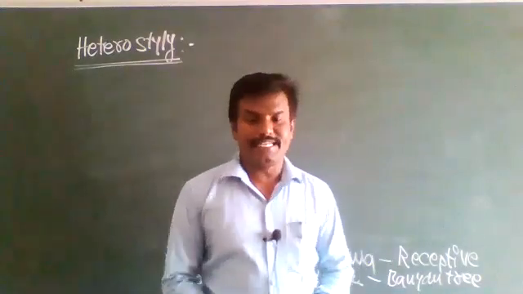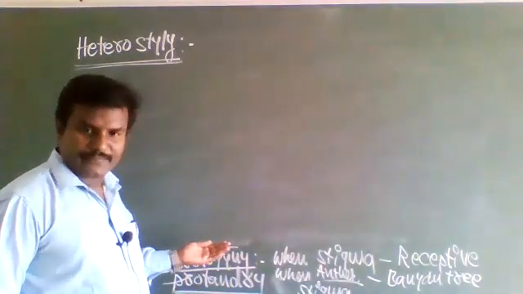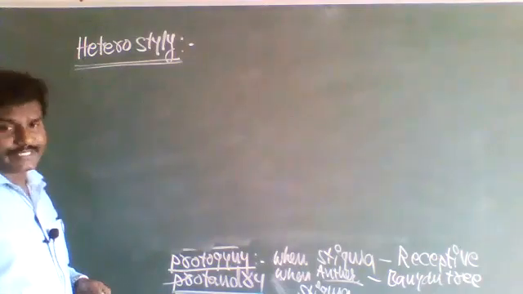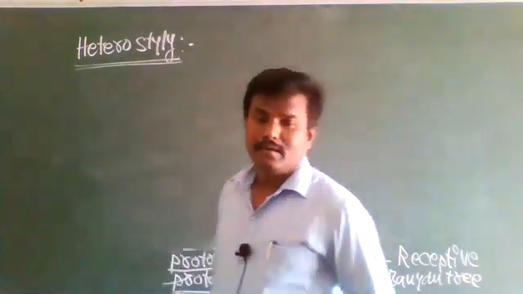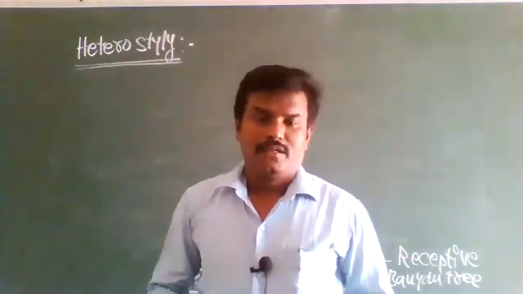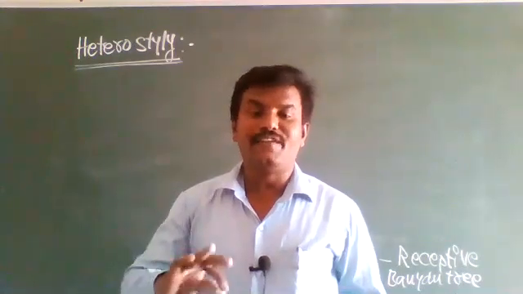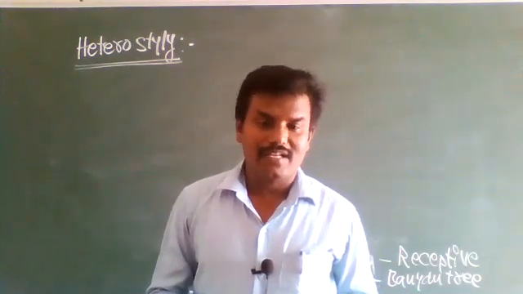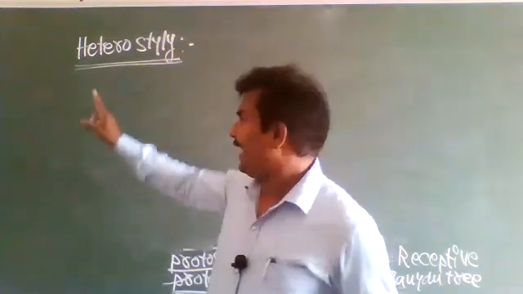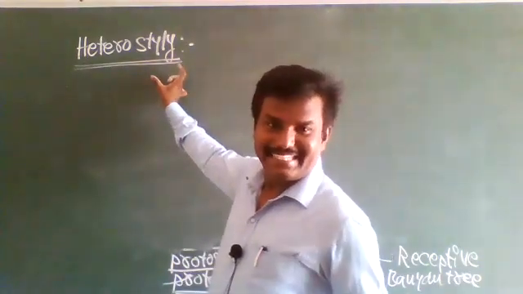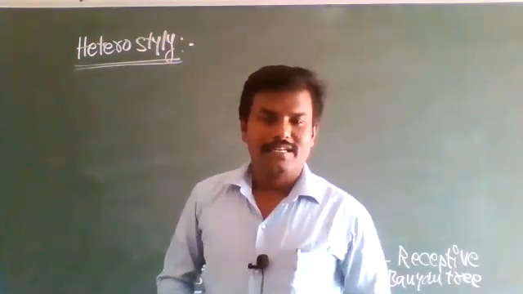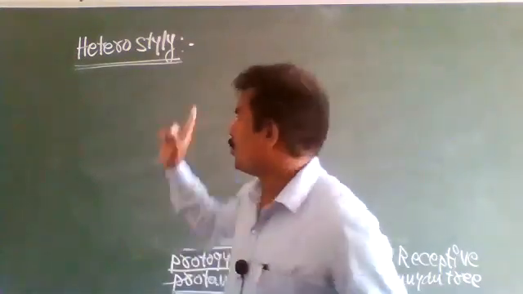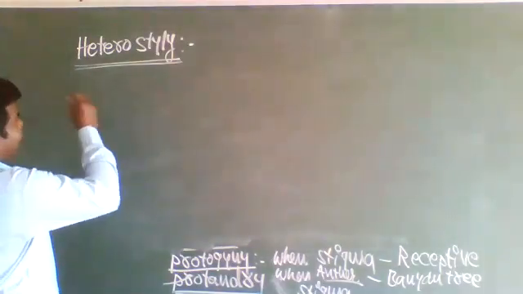Next, heterostyly. So dicliny, dichogamy, and next one is heterostyly. In this one, two or three different lengths of style and anthers occur. Hetero means different. Styly means different lengths of style and anthers occur in the flowers. That is called heterostyly. It is of two types.